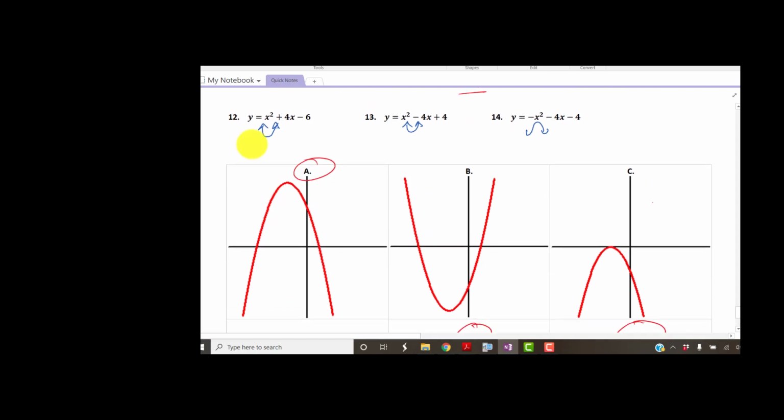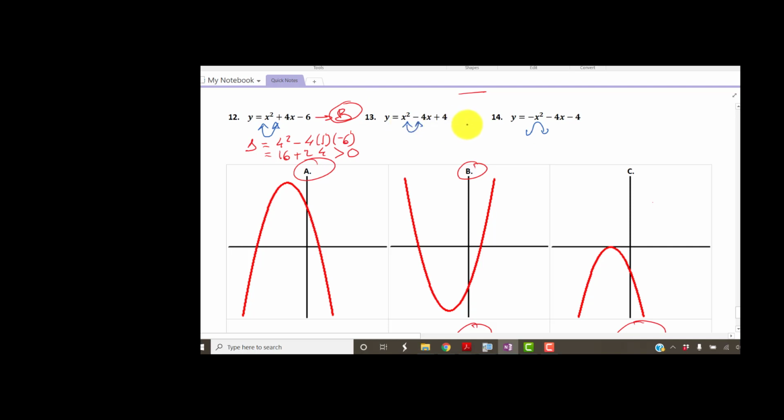All right, so what do we got here? We got B squared minus 4 times A, which is 1, times C, which is negative 6. So this is 16 plus 24. So it is positive. So concave up and 2 x-intercepts. I got it right here in front of me. That's B. Concave up, 2 x-intercepts, B.